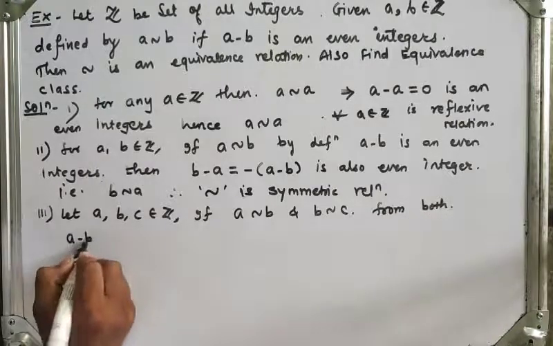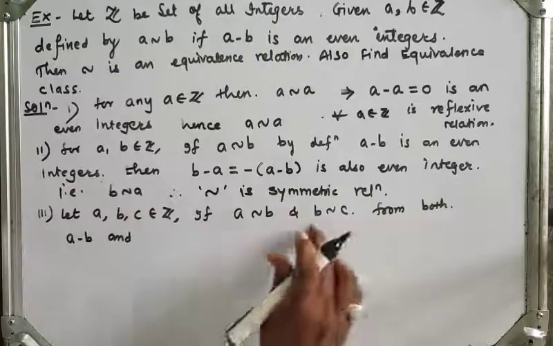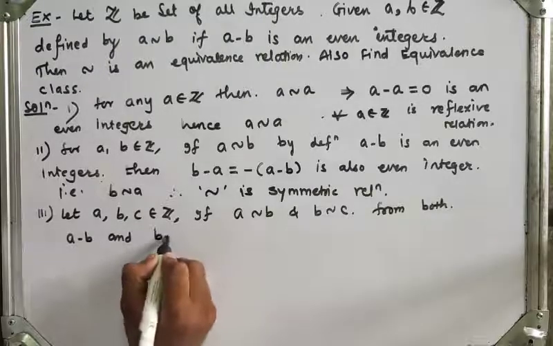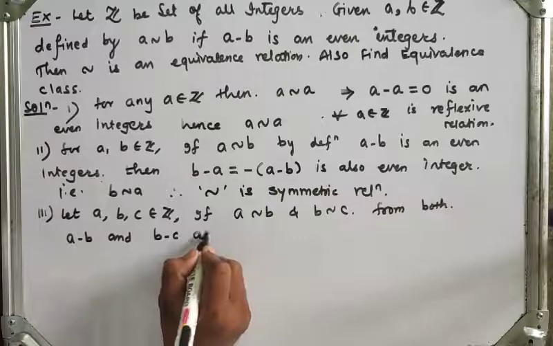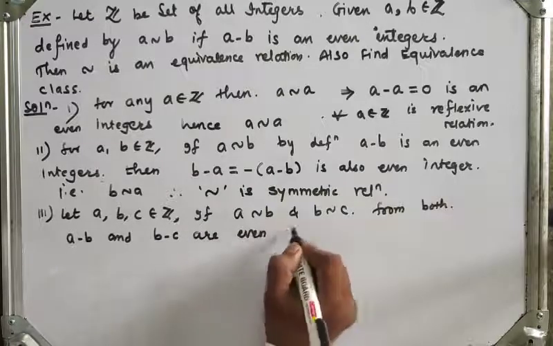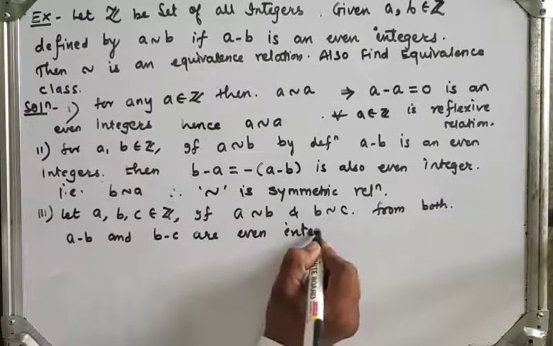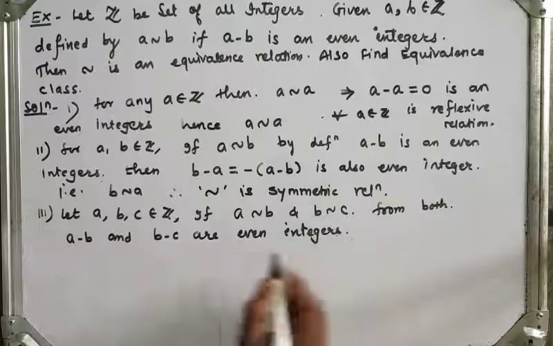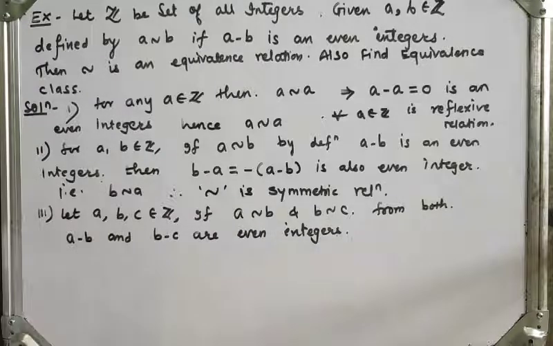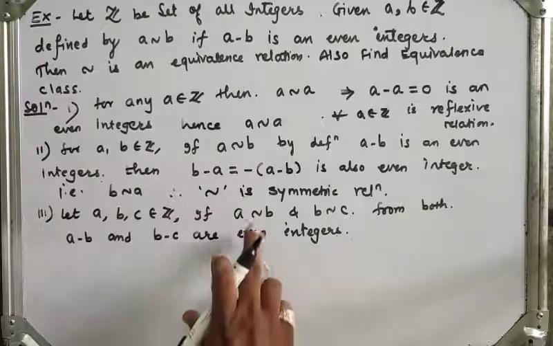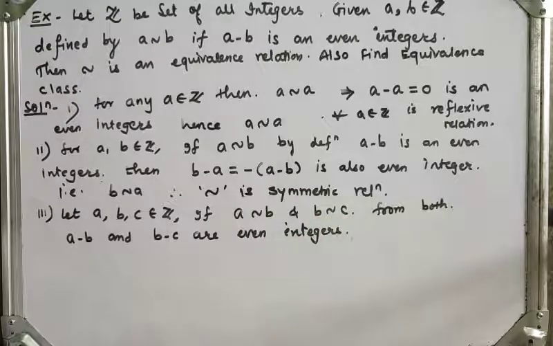A minus b, and b equivalent to c means what? B minus c are even integers, where now we have to prove what? We have to prove here, a equivalent to c.